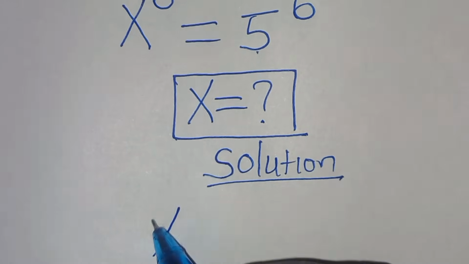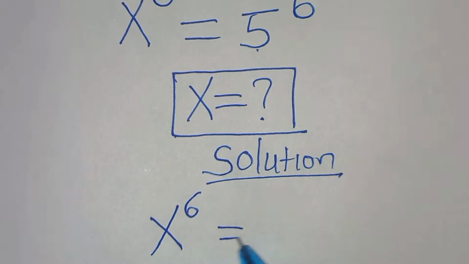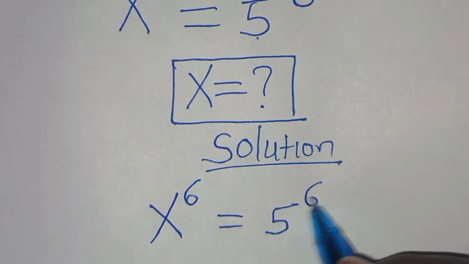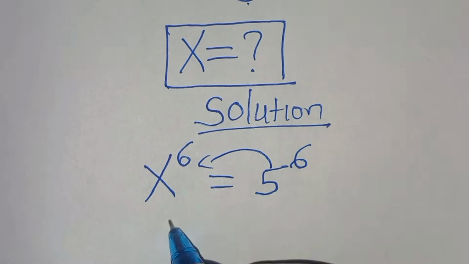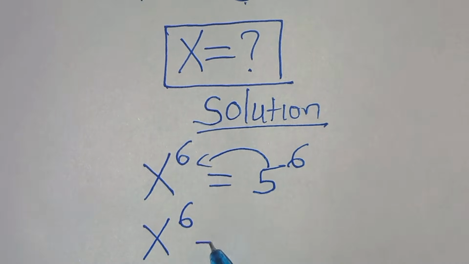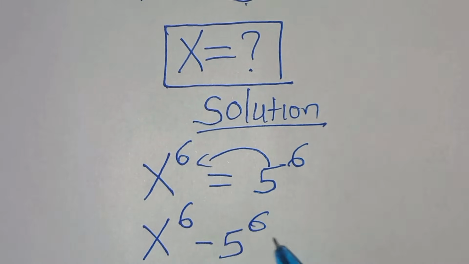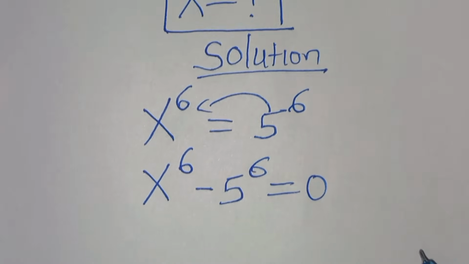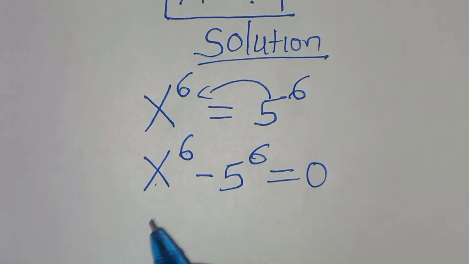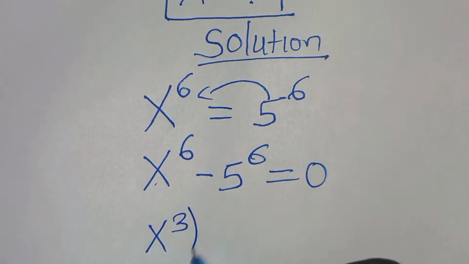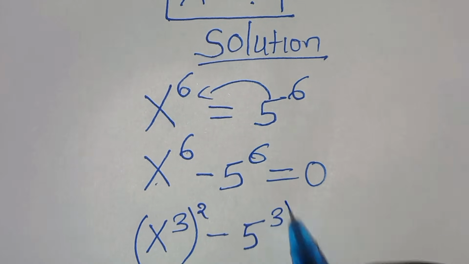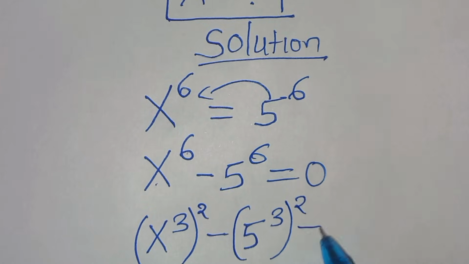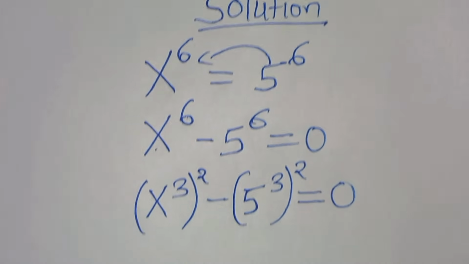We have x to the power of 6 equal to 5 to the power of 6. Let's take 5 to the power of 6 to the left hand side so that we have x to the power of 6 minus 5 to the power of 6 equal to 0. We can express x to the power of 6 as x to the power of 3 raised to the power of 2, then subtract 5 to the power of 6, which is 5 to the power of 3 raised to the power of 2. This is equal to 0.